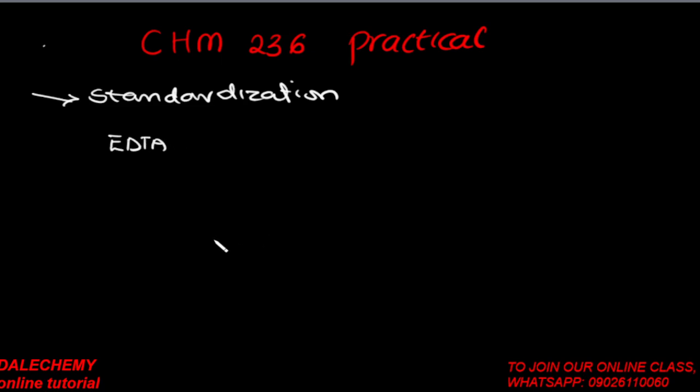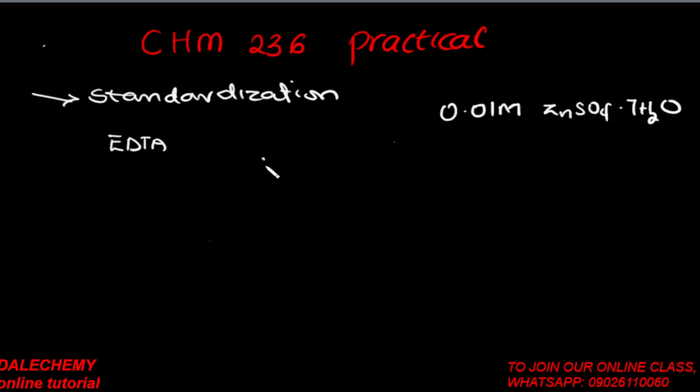And from this, you are supplied with disodium ethylene diamine tetraacetate dihydrate. So you are now going to standardize the EDTA using 0.01 molar zinc sulfate heptahydrate. So you are going to standardize your EDTA using the standard solution. So you are going to add ammonia buffer and 2 drops of eriochrome black.